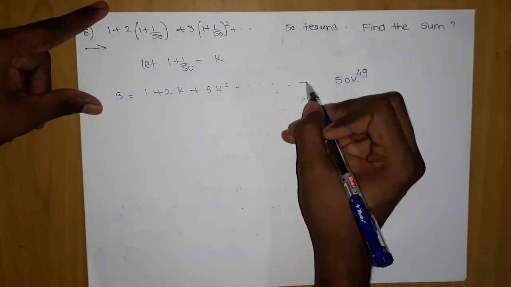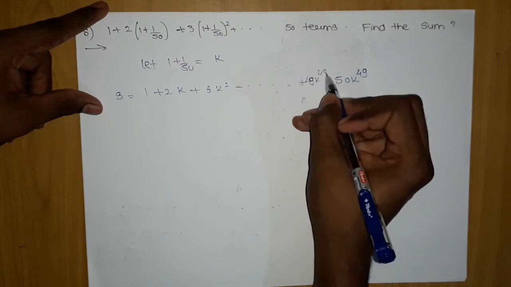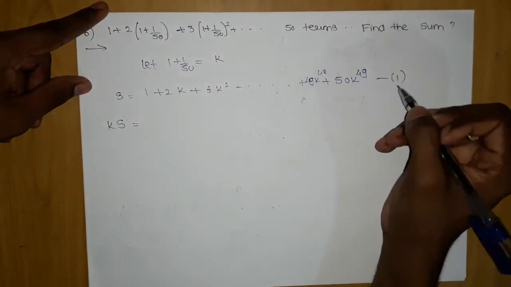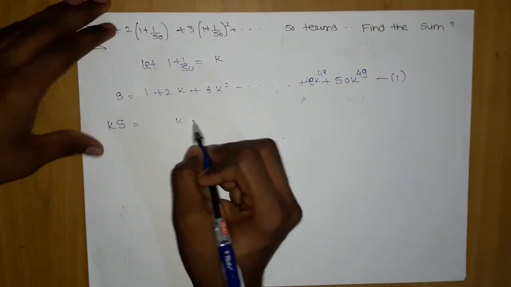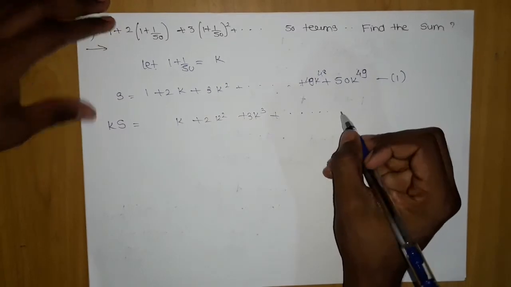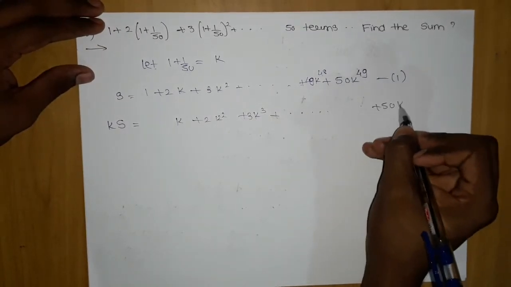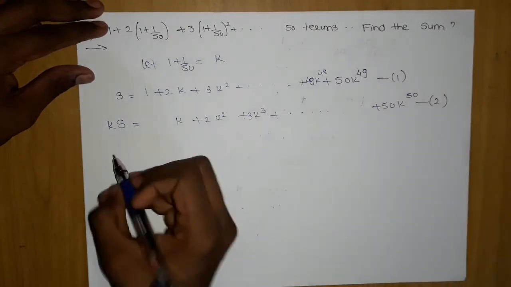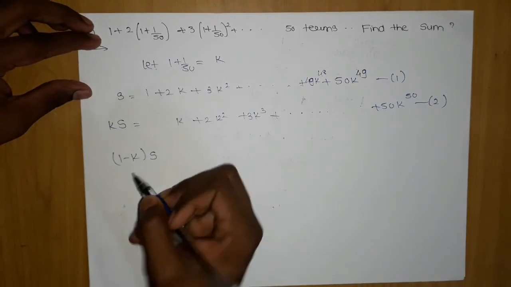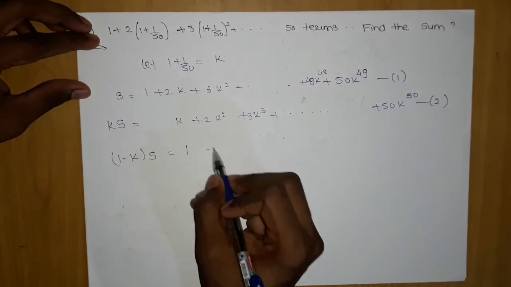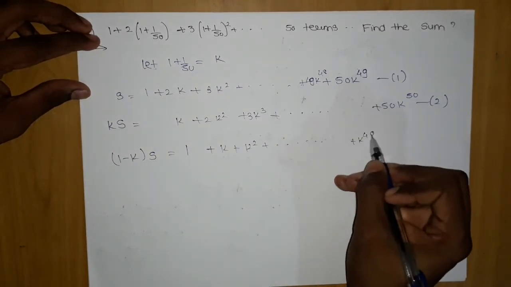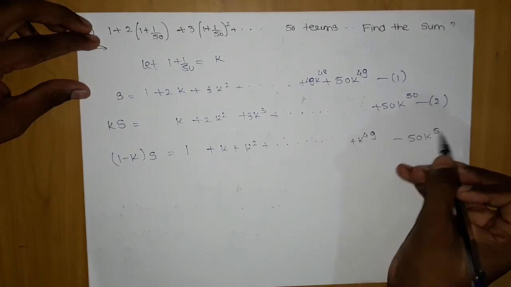So k power 49, then k power 48, and so on. Now if I multiply it by k, what I get is k, 2k square, 3k cube, and so on until 50 k power 50. Let me call it equation 2. Next I get (1 minus k) into S after subtracting: 1 plus k plus k square till k power 49, minus 50 k power 50. This is the thing.